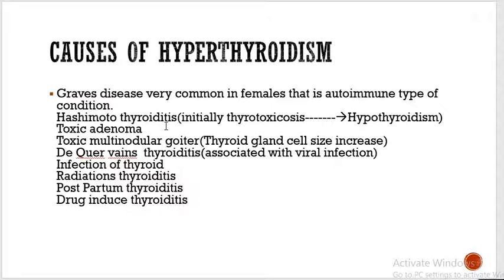Then there is toxic multinodular goiter, in which thyroid gland cell size increases, and when cell size increases, more and more T3 and T4 is produced. Then there is de Quervain thyroiditis, mostly associated with viral infection of the thyroid, and radiation thyroiditis. Then there is postpartum thyroiditis, after pregnancy, and drug-induced thyroiditis. So these are the causes of hyperthyroidism, but the most important cause is Graves' disease.